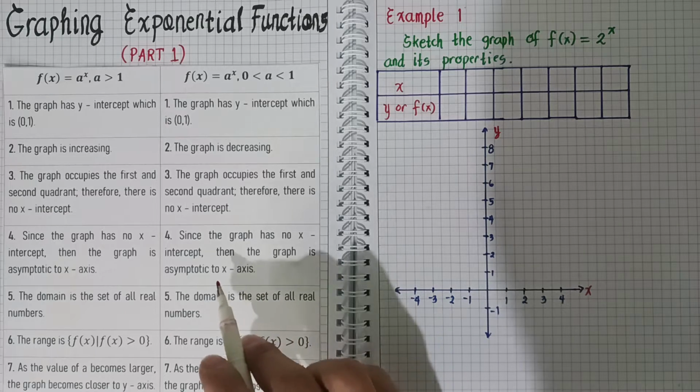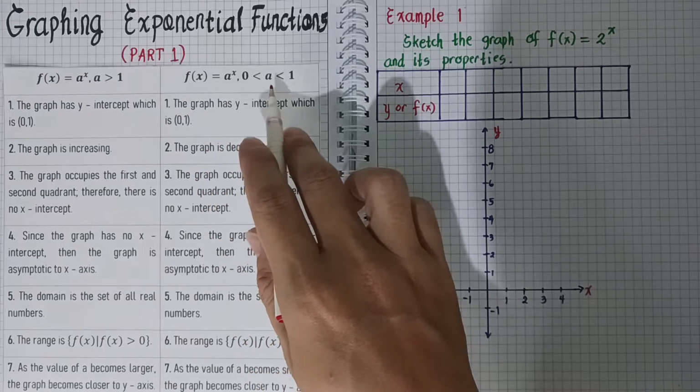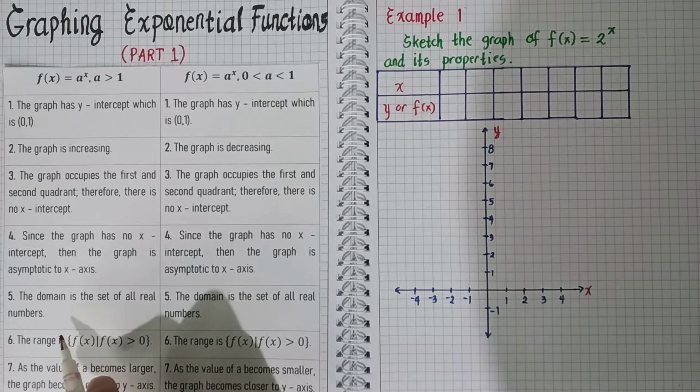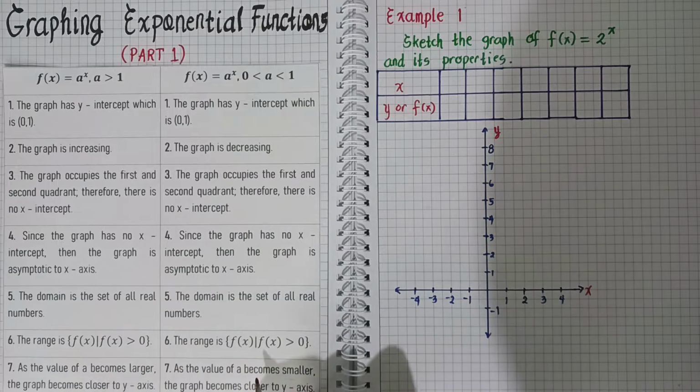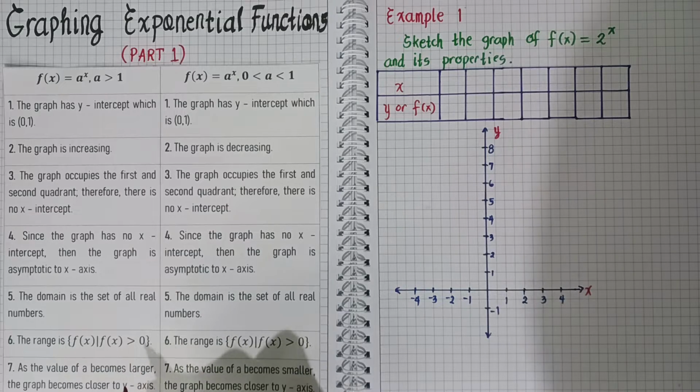Okay? So ganun din dito sa f of x equals a raised to x where a is greater than 0 but less than 1. And then, the domain is the set of all real numbers. So same lang sila guys. And also sa range, same lang sila. The range, using set builder notation or pwede ring interval notation, is f of x such that f of x is greater than 0, kasi yung 0 is not part of the solution set, kaya greater than 0.